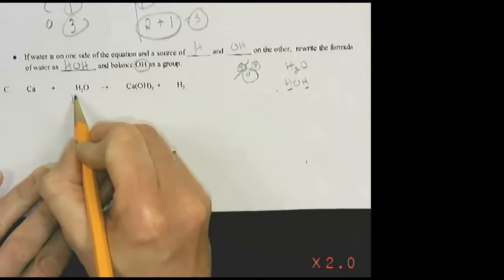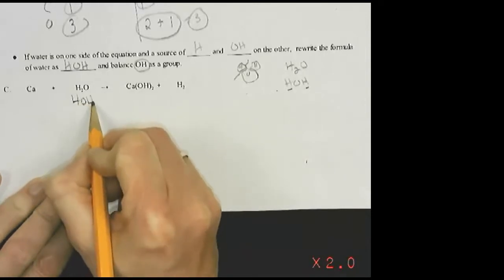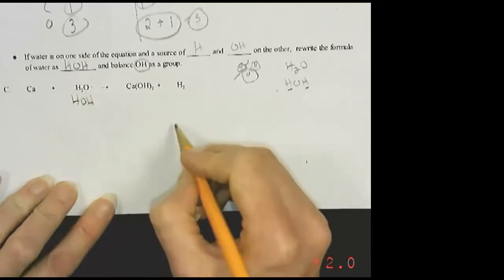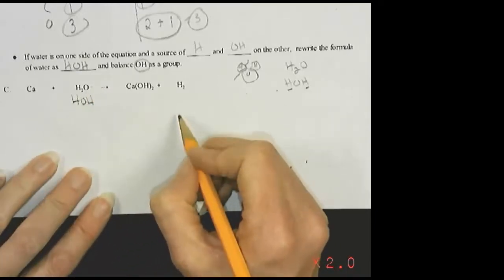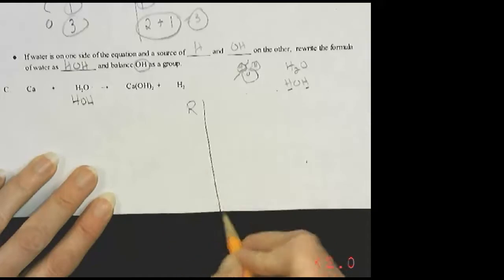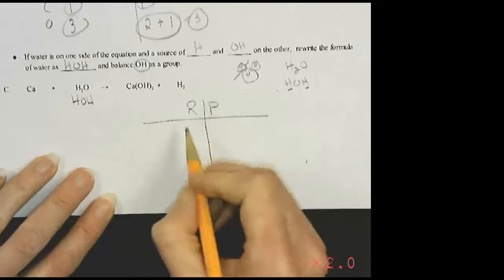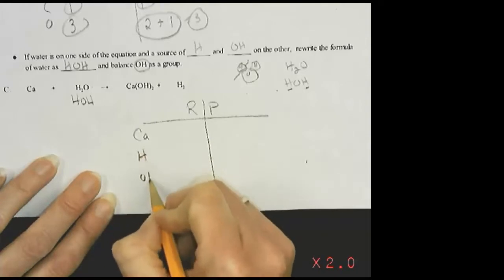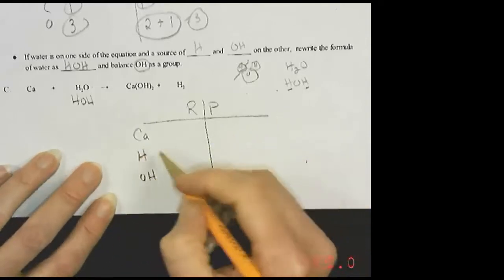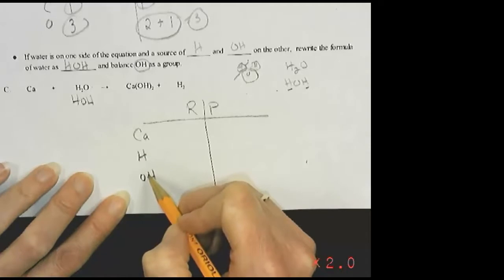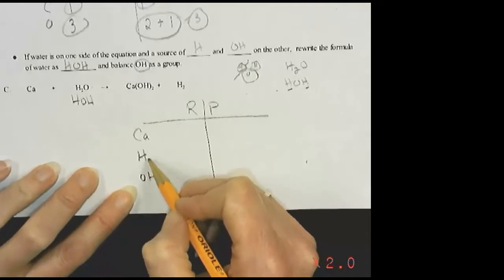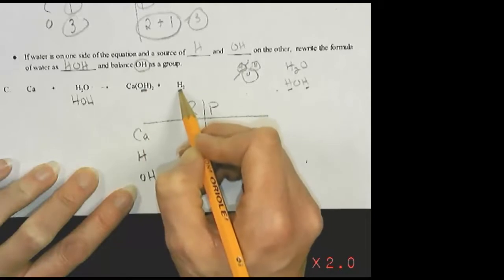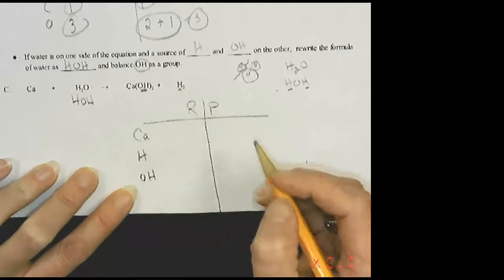So I'm going to just write water HOH underneath the formula. If you want to cross it out, you can, but just for making this easy to read, I'm not going to cancel that out again. So I'm going to do a reactant product table and do calcium, hydrogen, and hydroxide. So I'm not counting hydrogens and oxygens separately. And again, the only reason I can do this is because I have a source of OH on this side and a source of hydrogen on this side.